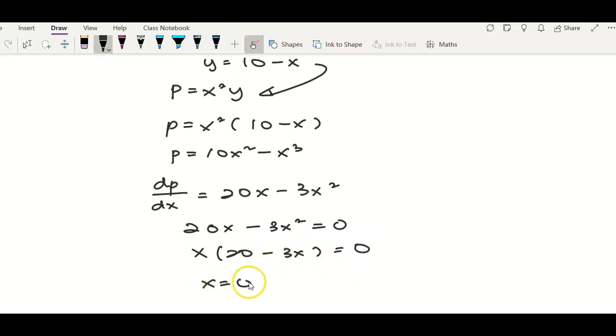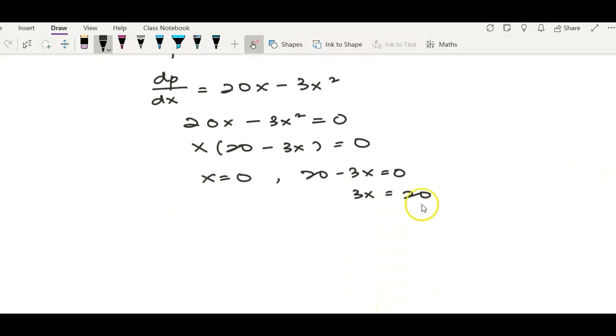So one of the answers has to be x equals 0. The other one is 20 minus 3x equals 0. Then we have 3x equals 20. Finally, we get x equals 20 over 3. Now we find the d2P/dx2, to see which answer will make our P maximum. So d2P/dx2 will be 20 minus 6x.